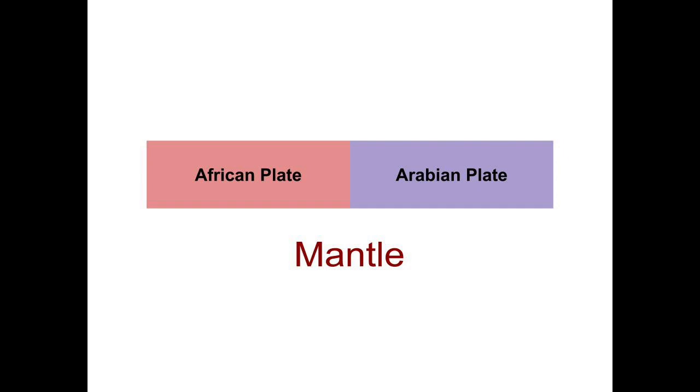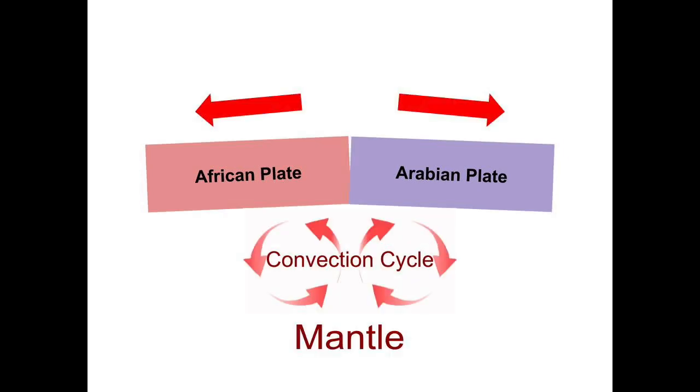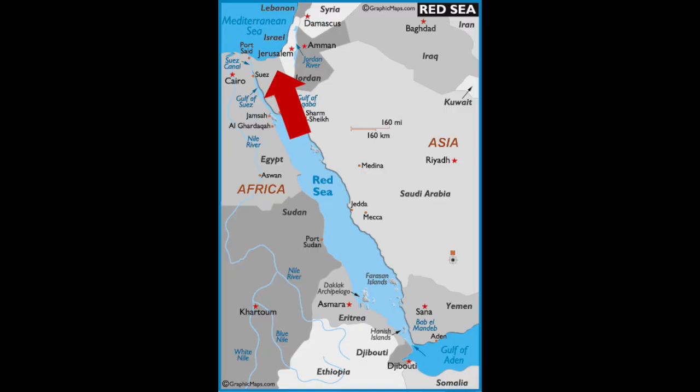At first, the two plates remain next to each other at rest. Then, the convection cycle in the mantle below begins to push the plates apart. Eventually, the rift becomes deep enough that it drops below sea level, allowing water from the Mediterranean Sea and Gulf of Aden to pour in.